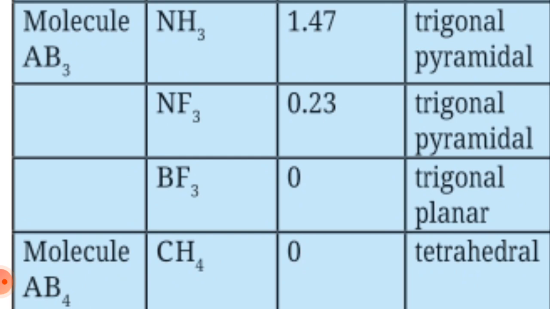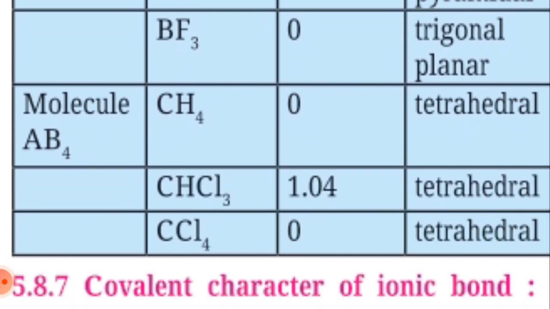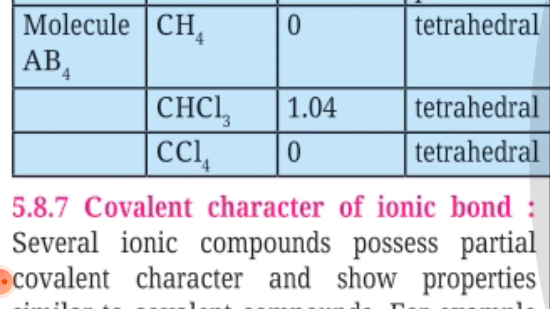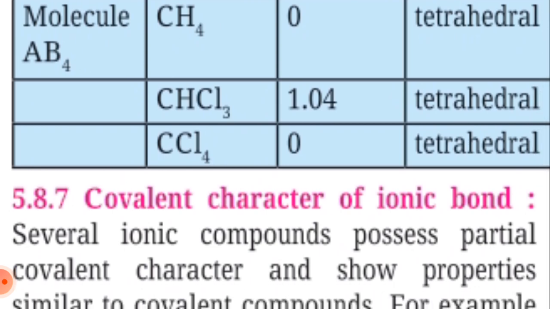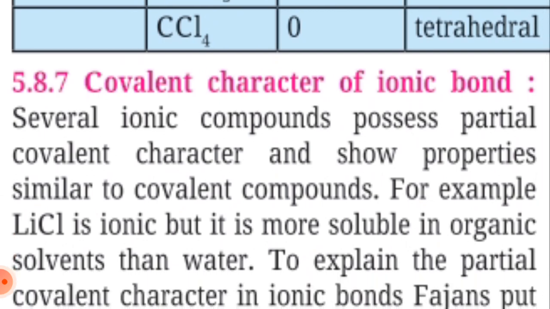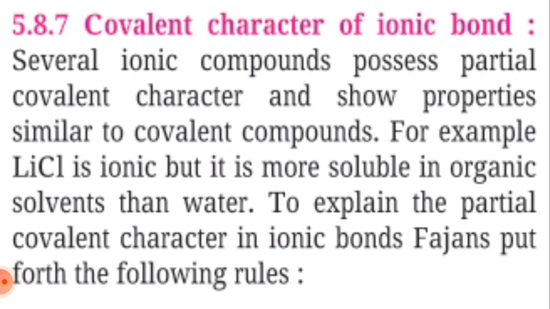AB3, ammonia, dipole moment is 1.47, geometry is trigonal pyramidal. NF3, dipole moment 0.23, geometry trigonal pyramidal. BF3, dipole moment is 0, trigonal planar. Molecule AB4, methane, dipole moment 0, geometry tetrahedral. Methyl trichloride, dipole moment 1.04, geometry tetrahedral. Carbon tetrachloride, dipole moment 0, geometry is tetrahedral.